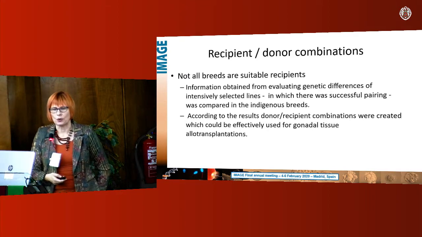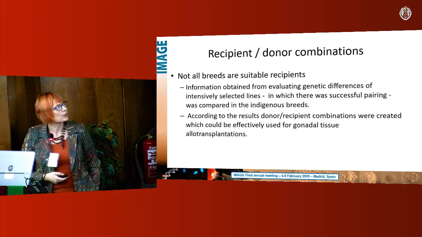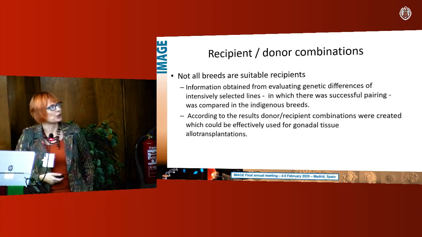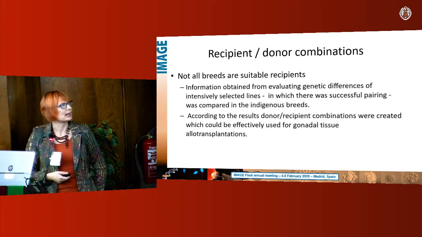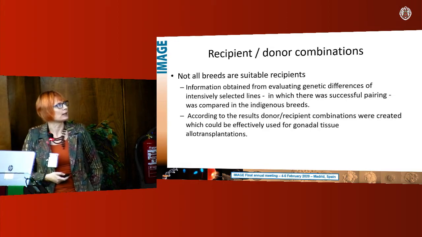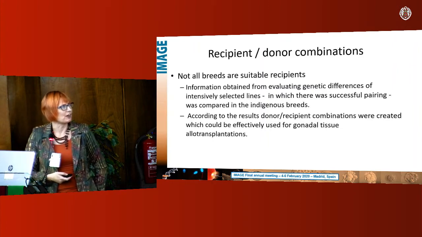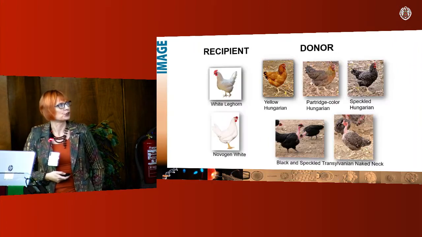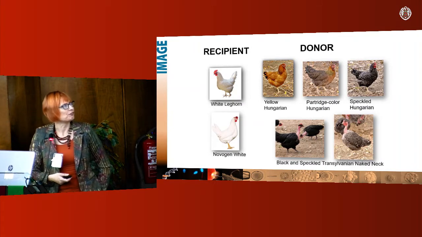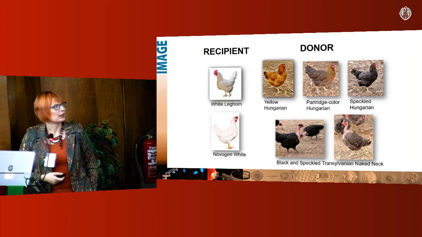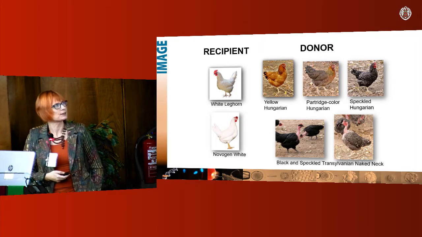It was proved that not all breeds are suitable recipients. Information obtained from evaluating genetic differences of intensively selected lines, in which there was successful pairing, was compared in the indigenous breeds. According to the results, donor-recipient combinations were created which could be effectively used for gonadal tissue allotransplantations. We found that White Leghorn and Novogen White are good recipients for Yellow, Partridge Colour, and Speckled Hungarian, as well as Black-Red and Speckled Transylvanian Naked Neck indigenous chicken breeds.